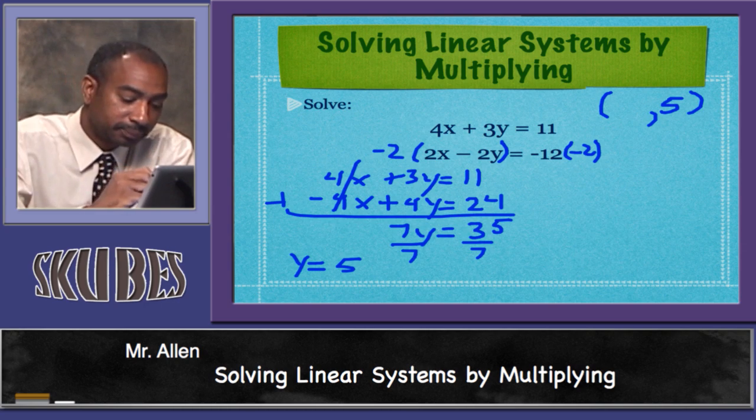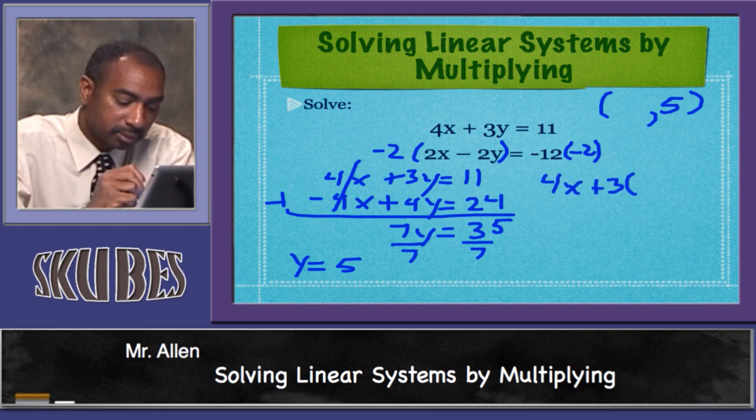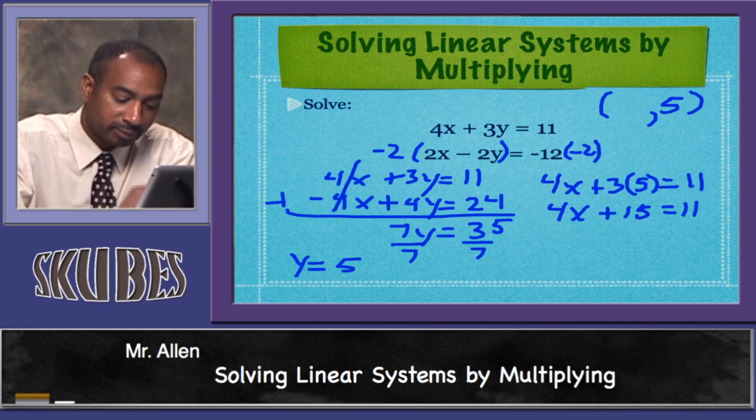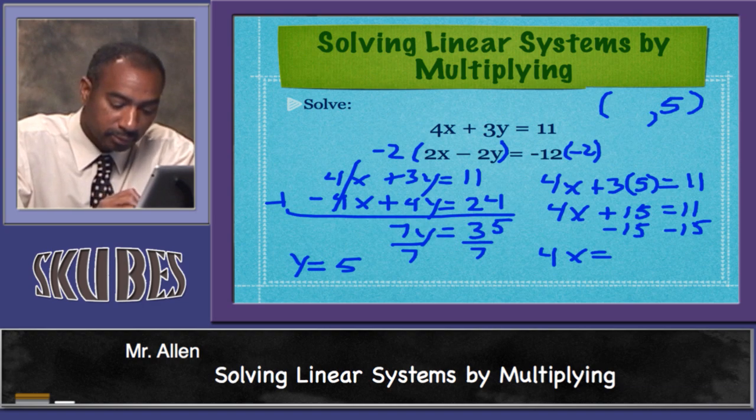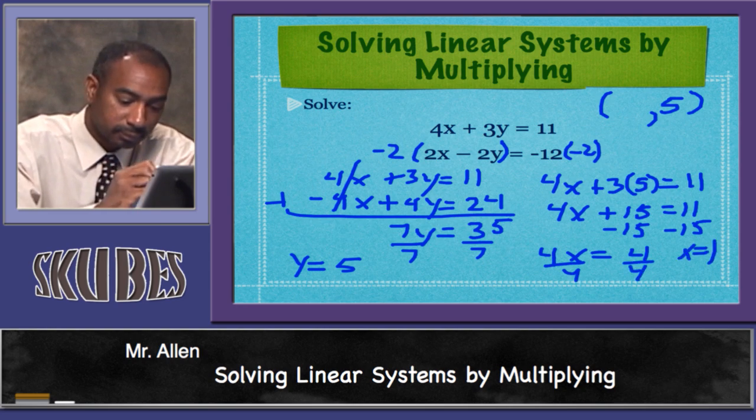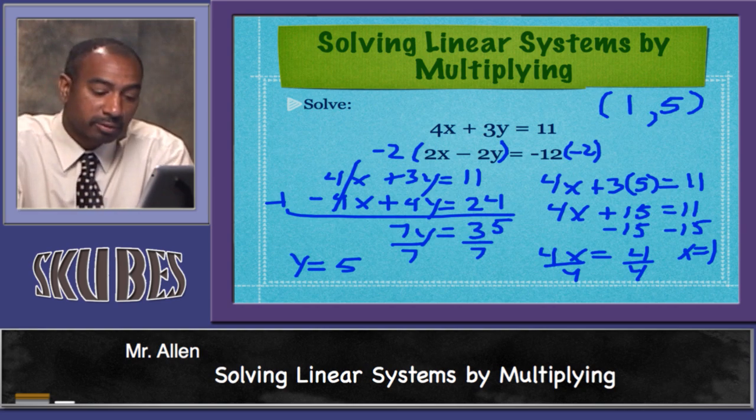Let's say I use the top equation. So I have 4x plus 3 times 5 equals 11. So 4x plus 15 equals 11. I'm going to subtract 15 from both sides. So I have 4x equals negative 4. And divide both sides by 4, x has to equal negative 1. So the point of intersection is negative 1, 5.